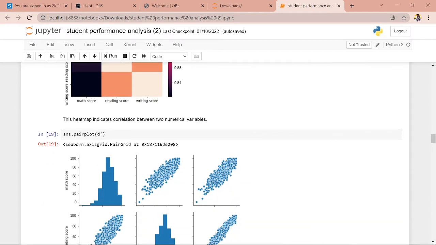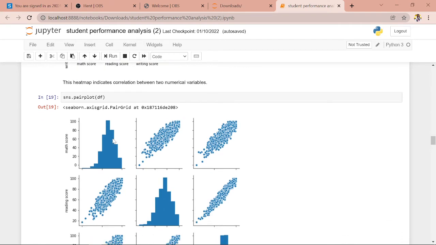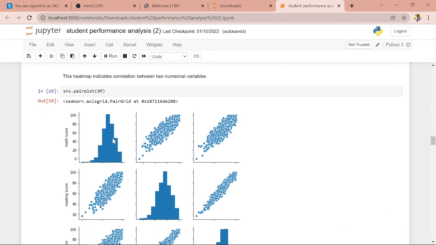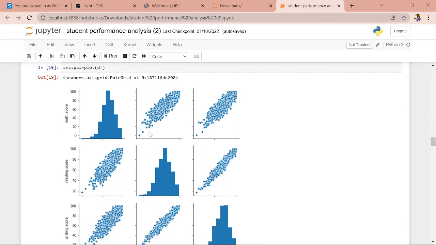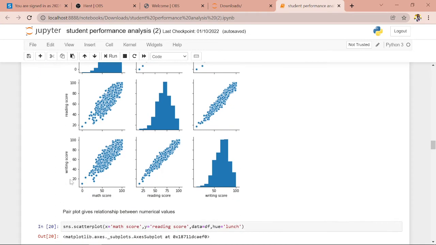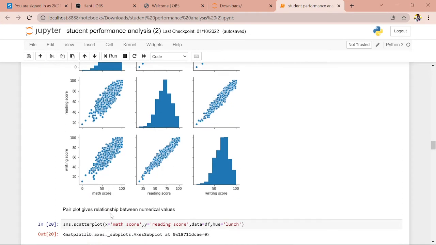sns.pairplot of df, seaborn axis grid. These are some graphs, dotted or bar graph, for math score, reading score, and writing score. Pair plot gives a relationship between numerical values. This is a graph of writing score with math score, and this is reading score with writing score.